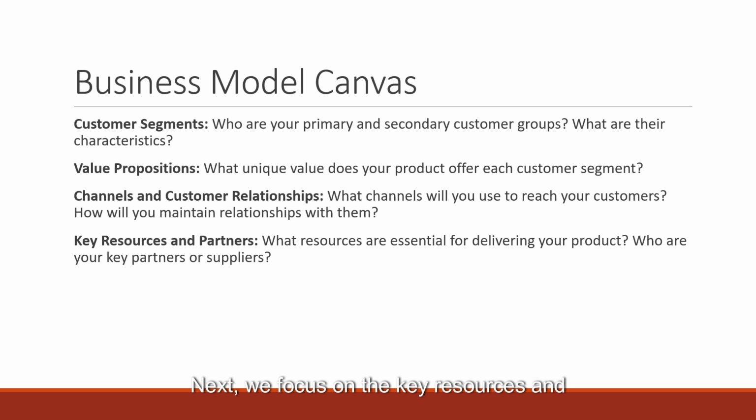Next, we focus on the key resources and partners necessary for delivering our product or service. Key resources encompass the assets we need to operate, such as technology, skilled personnel, intellectual property, or distribution networks. These resources are essential for creating and sustaining value. Equally important are our key partners, which may include suppliers, manufacturers, or strategic alliances. By identifying and leveraging these resources and partnerships, we can operate efficiently and focus on our strengths while relying on trusted partners to support other areas.